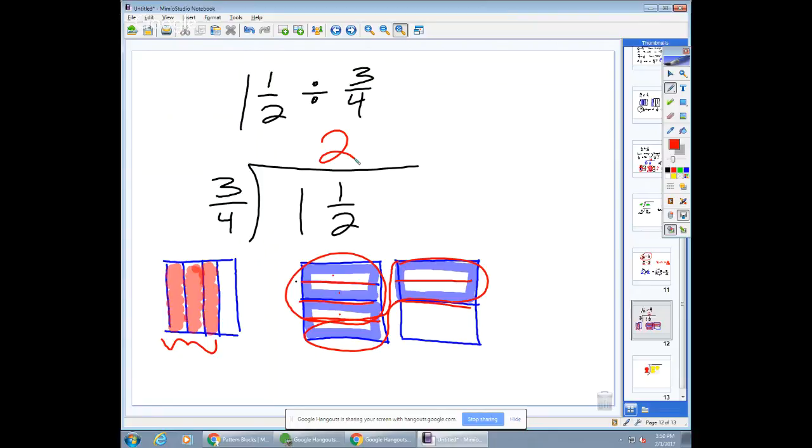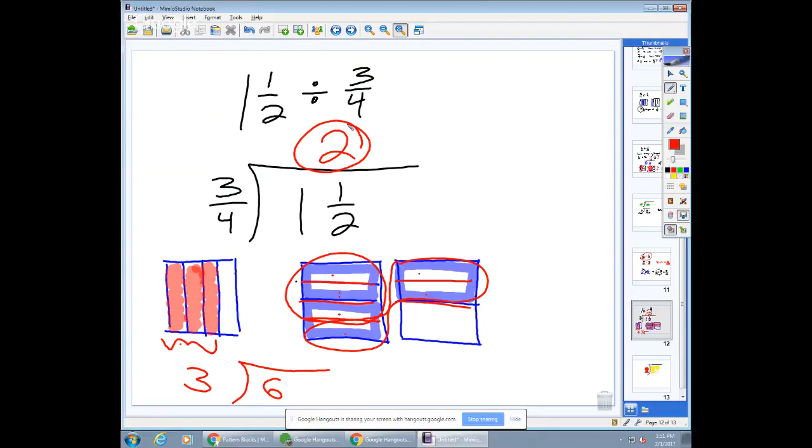So again, I have to do a division is a comparison because I'm looking for groups of this in there. And they have to be the same size thing. I have 3 things there. If I break 1 1/2 into quarters, I have 1, 2, 3, 4, 5, 6 quarters. So this question can be boiled down to how many groups of 3 are in 6? And the answer is there's 2 of them.